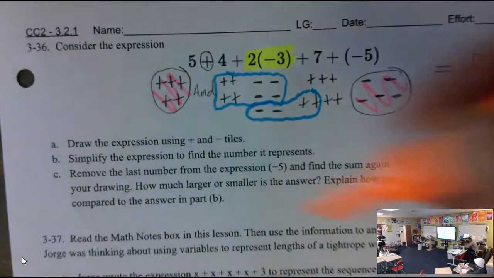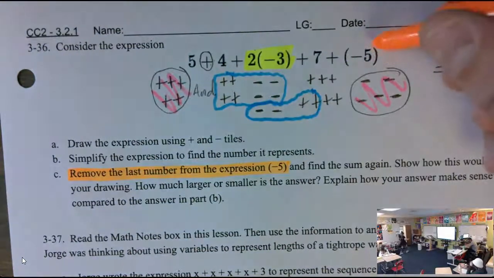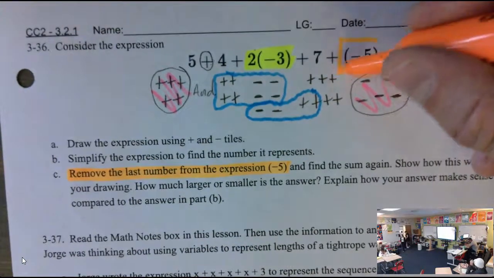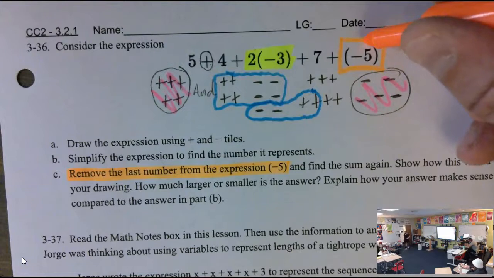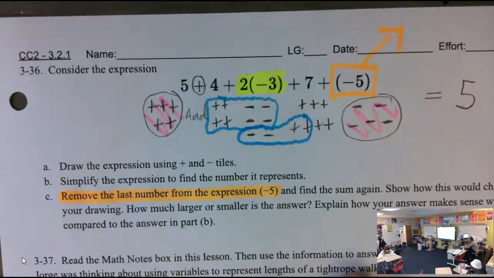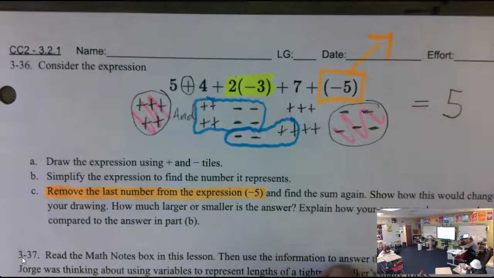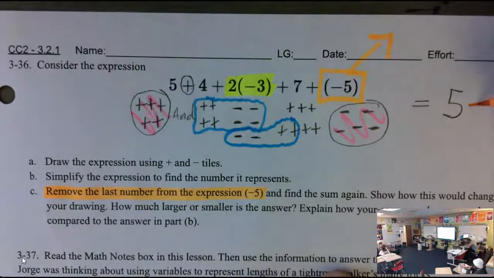All right, then it says remove the last number from the expression. So if this wasn't actually here, we're taking away -5. Well, how we would write that is take away -5. What happens when we minus a negative?